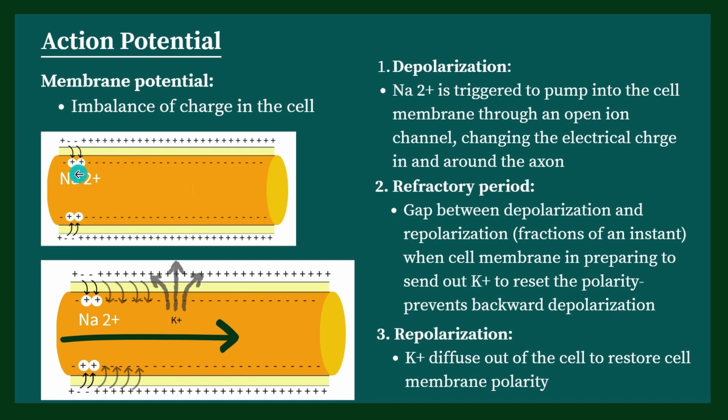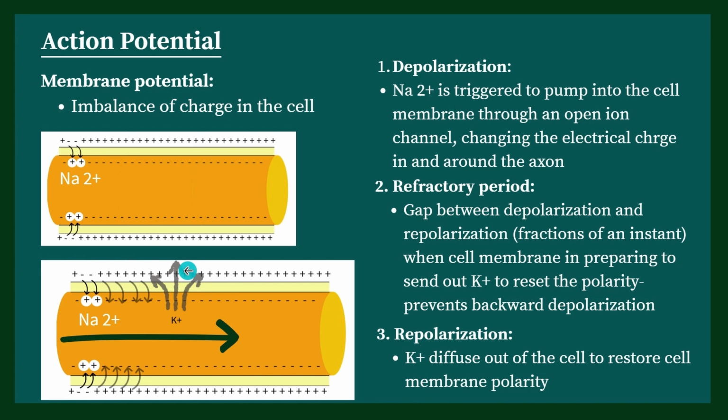It prevents the ionic exchange from going backward, back toward the cell body. It forces it to only go in one direction because we have this refractory period where nothing happens. The potassium diffuses back out because it wants to be in a situation where it's polarized. It wants to be polarized.